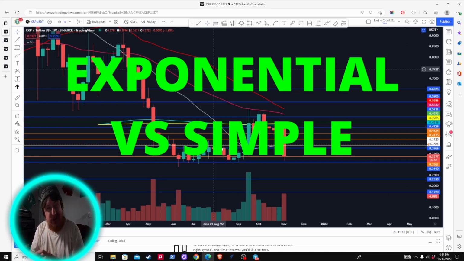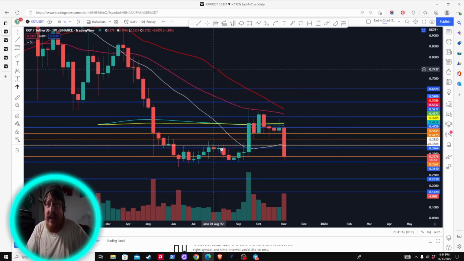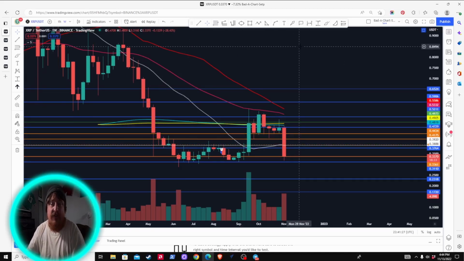Let me explain really quick, in case you're new to the channel or new to trading, what the difference between the two is. The simple one, which in this case, this 51 for example, is the 50 simple moving average. It's just taking the last 50 candles and coming up with an exact average of what that price would be, and that's where it currently sits.